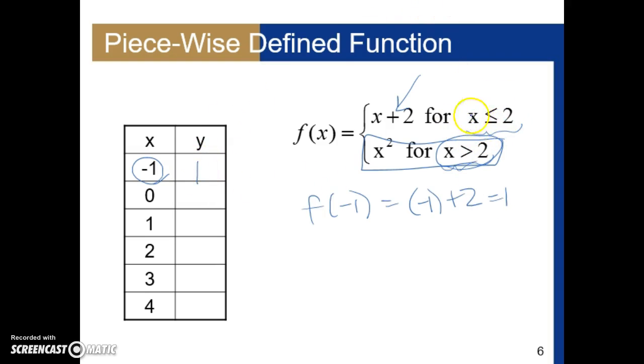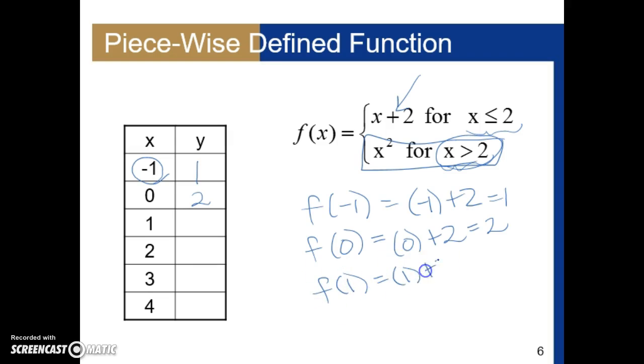f of 0 is also in this piece of the domain. So I'm going to use that part of the piecewise defined function's rule, and we'll get an output value of 2. f of 1 is also in that piece, so I'm still going to plug in f of 1. I'll get an output of 3. f of 2, now I need to pay attention because this is where the behavior of the function changes. When x equals 2, it is still included in that linear piece of this piecewise defined function. So our output there would be 4.